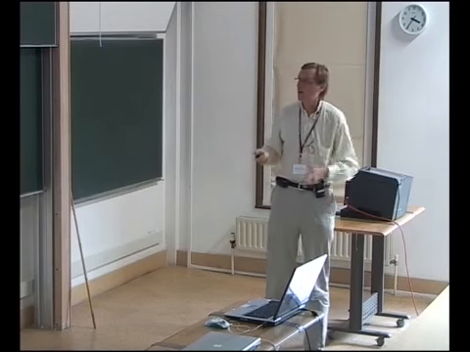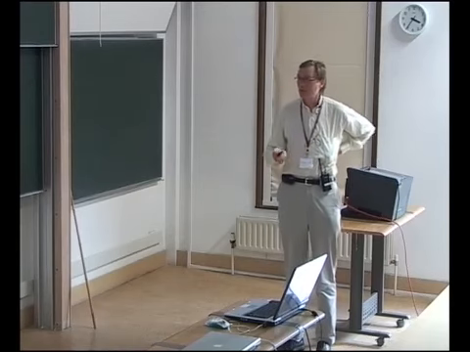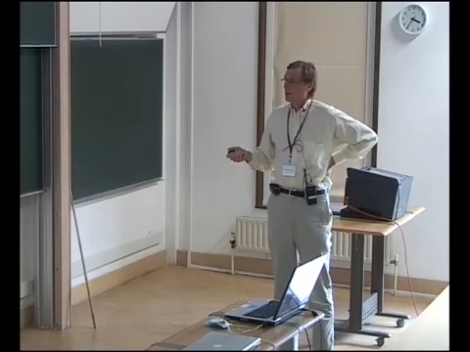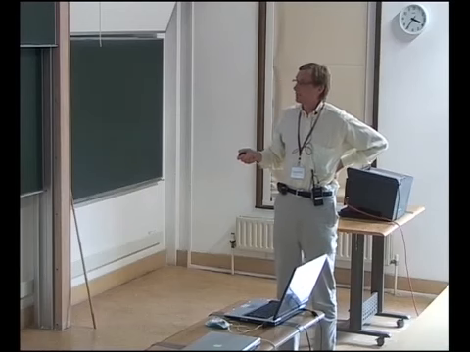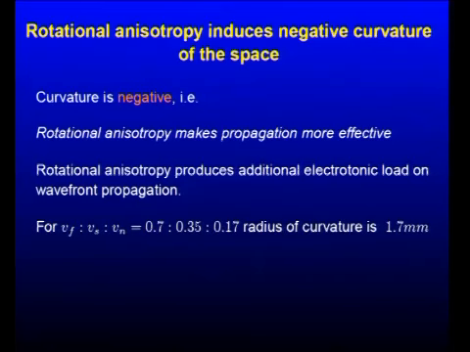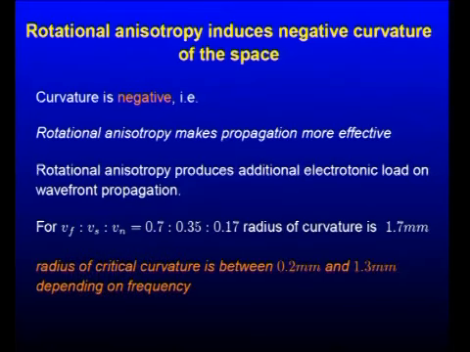However, of course, because these lines diverge, we have a lower density of current, and it may have another effect. It may have an additional electrotonic load on wavefront propagation. And what are the numbers here? If we substitute numbers, for example, similar to those obtained in Bruce Smaill's work, then we will get a radius of curvature of about 1.7 millimeters. Is it large or not?